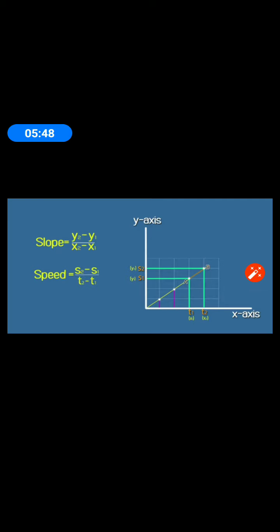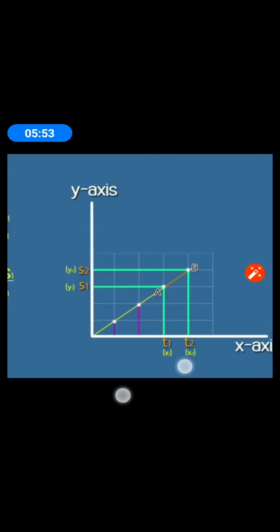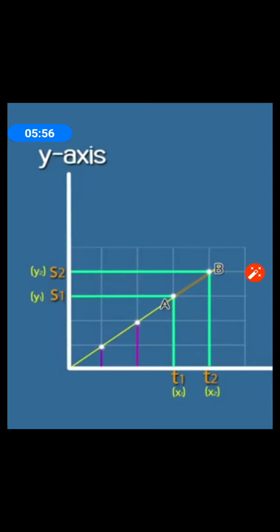That means if we draw 2 points A and B, you can see over here I am drawing 2 points A and B, and now drawing a perpendicular on the x-axis and y-axis simultaneously. From the point A, I am marking S1, that is distance 1, and on the x-axis I am marking T1. Then from the point B, I am also drawing the perpendicular on the y-axis and marking it S2, that is distance 2, and I am marking T2, that is time 2.